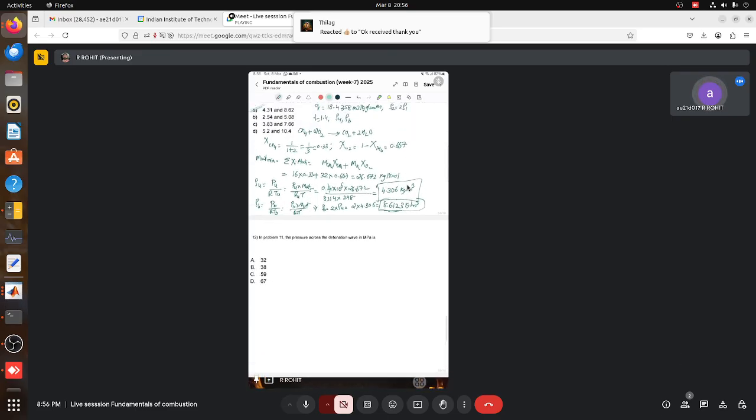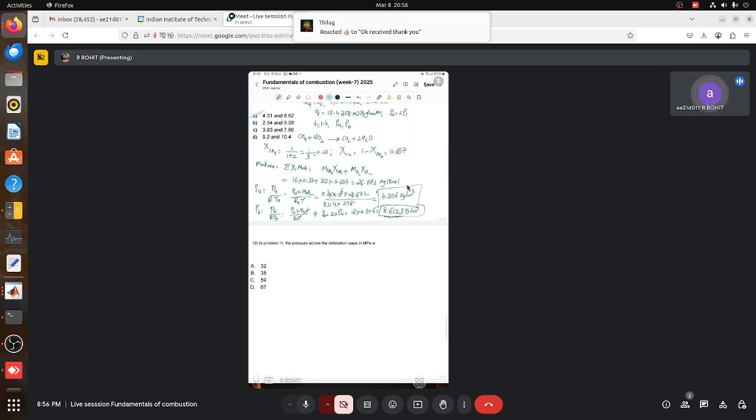Now a continuation to this, in problem 11, the pressure across the detonation wave, the pressure across the detonation in megapascal is what they are asking. So here you know the heat release equation, that is gamma minus 1 into P2 by rho 2 minus P1 by rho 1 minus half into P2 minus P1 into 1 by rho 1 plus 1 by rho 2.